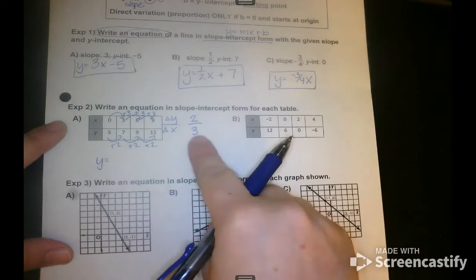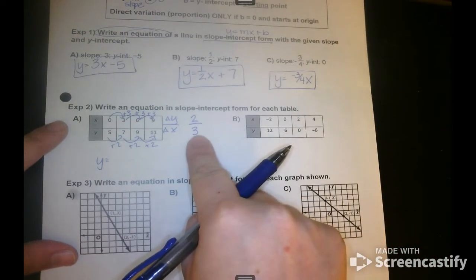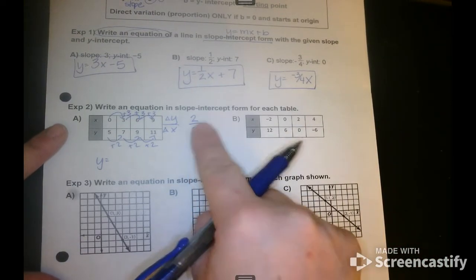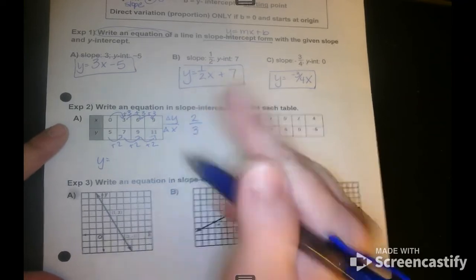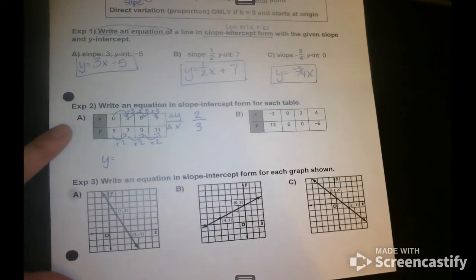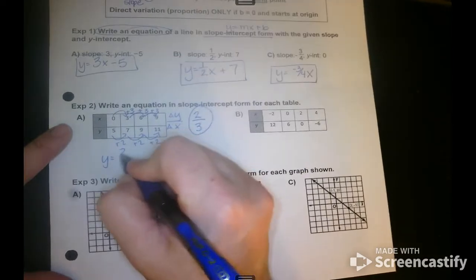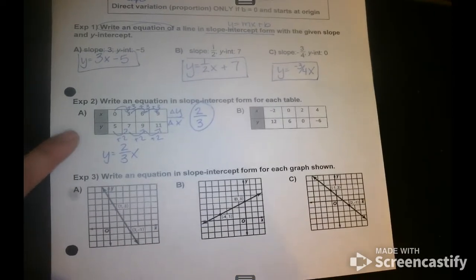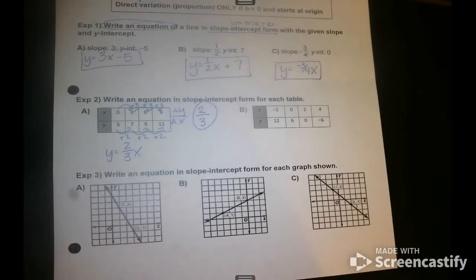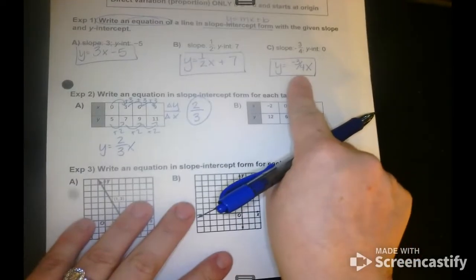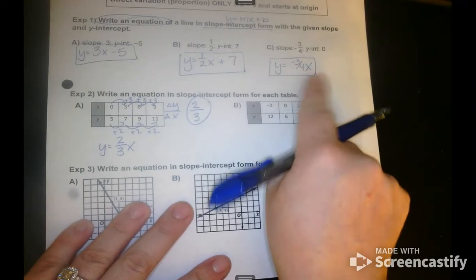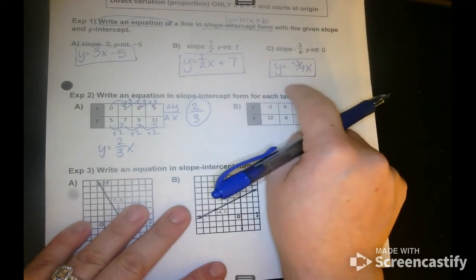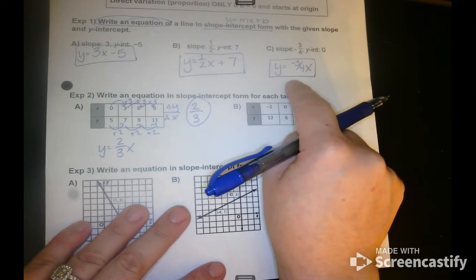Y equals 3x plus 2. No. Backwards. If this is my constant rate of change, which is the same thing as my slope, what would this go with? No, this is 2/3. 2/3 x. Okay, my y-intercept, if it is my starting point and I don't have a y-intercept, do y'all remember what I said about that? None. Put none.